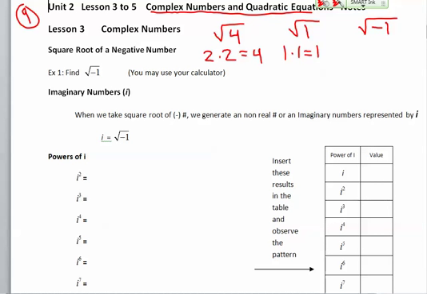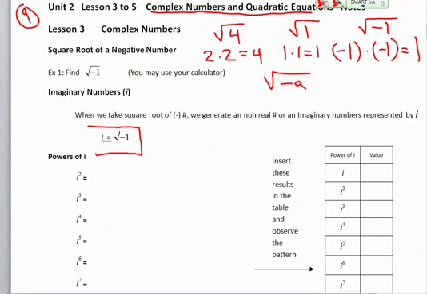But if we do a negative 1 times a negative 1, we get a positive 1 because a negative times a negative gives me a positive. So I can never take the square root of any negative number and get a real number. I can't do the square root of a negative number. Right? So because of that, we call the square root of negative 1 an imaginary number. It's a non-real number.